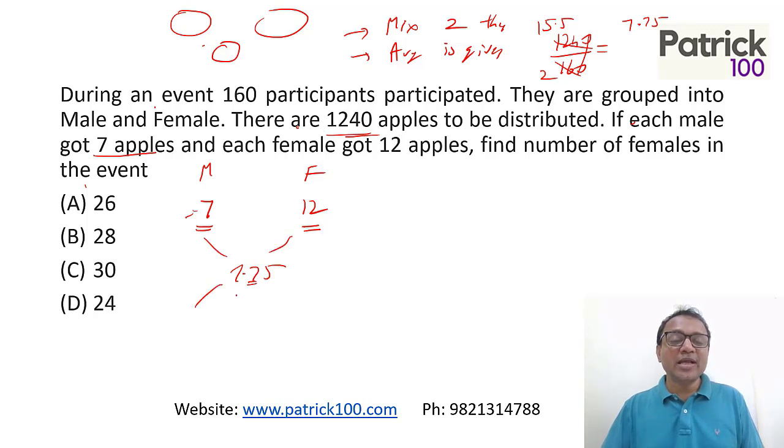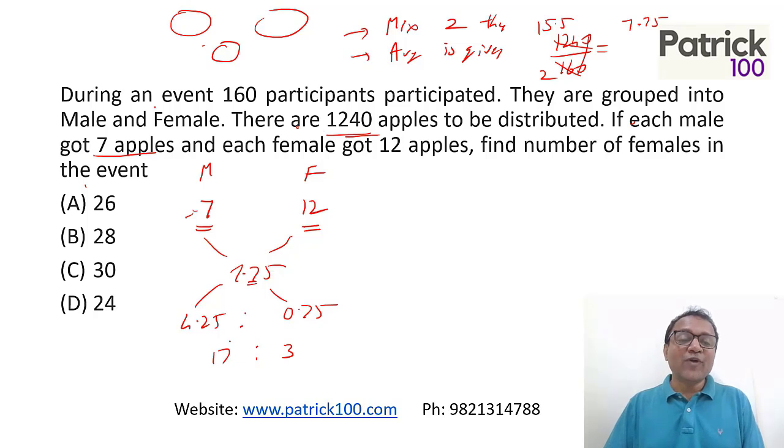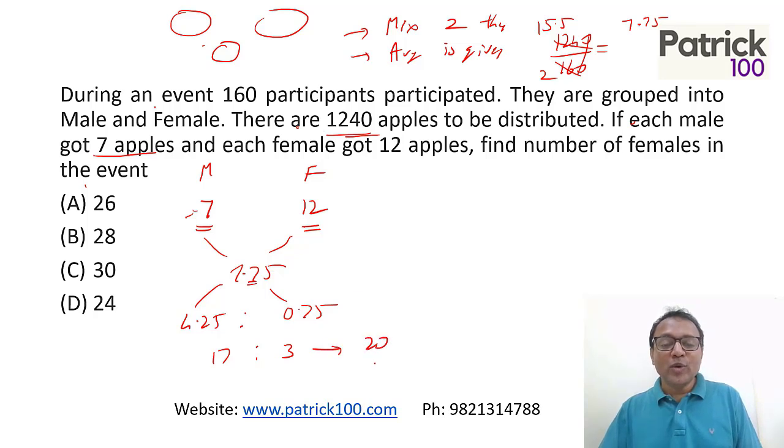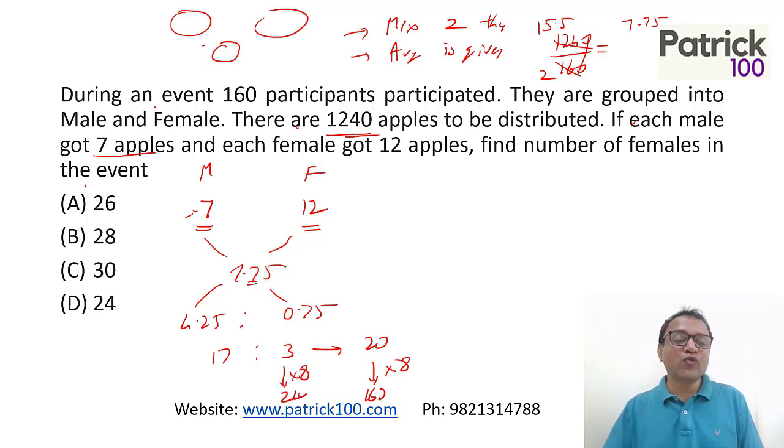You can do allegation. So when you do allegation, this becomes 0.75. This becomes 4.25. So this becomes 3:17. So we want to find the number of females in the whole. How many females are there? Total, if there are 20, 20 stands for 160, which is 8 times. So number of females will also be 8 times, which will be 24. So 24 is the number of females.